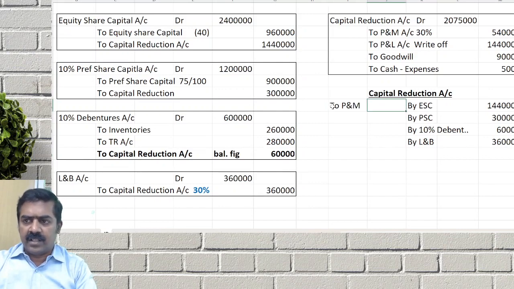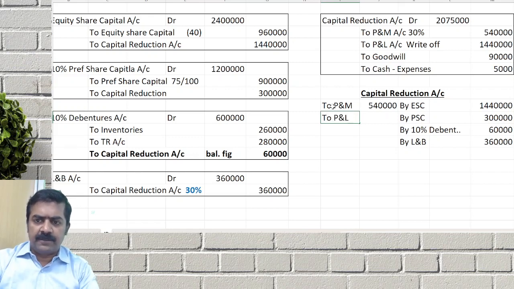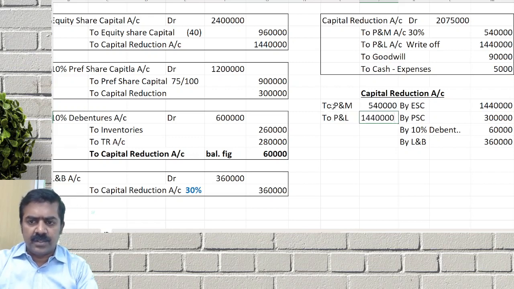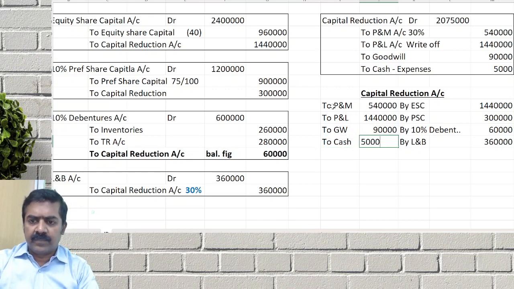Plant and machinery written off 5,40,000. Profit and loss account written off to the extent of 14,40,000. So goodwill written off 90,000. To cash for expenses 5,000. The balancing figure will go to capital reserve.